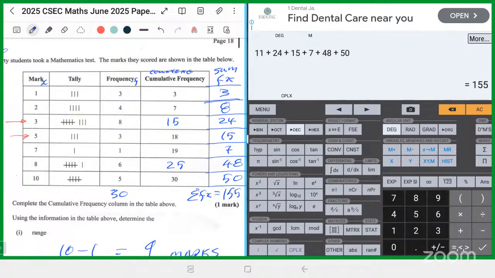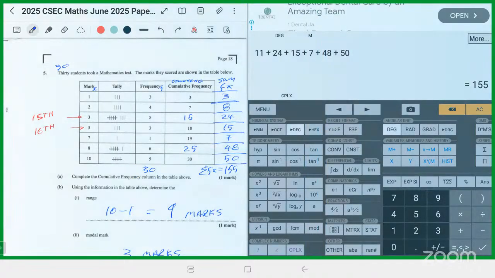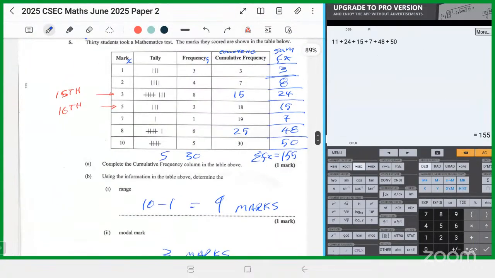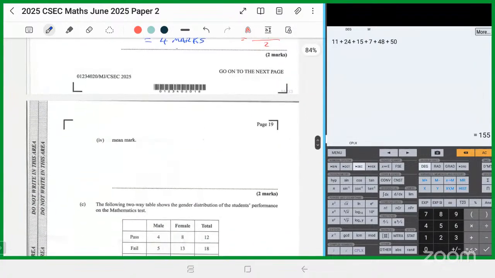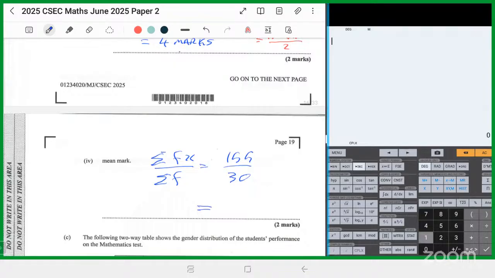155, the total marks by all 30 students. So the mean mark is 155 divided by 30. Right? Because this 30 is the sum of f, the sum of the frequency, the number of values. So it becomes equal to the sum of fx divided by the sum of f. 155 over 30 is equal to 5.16 repeated.